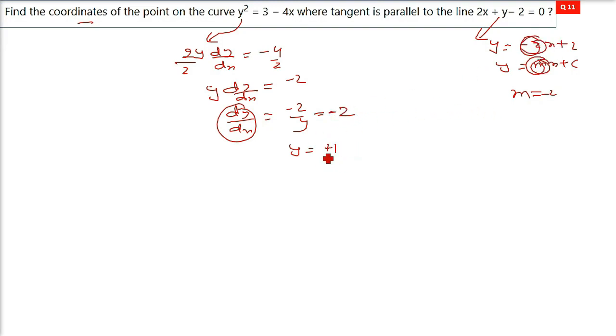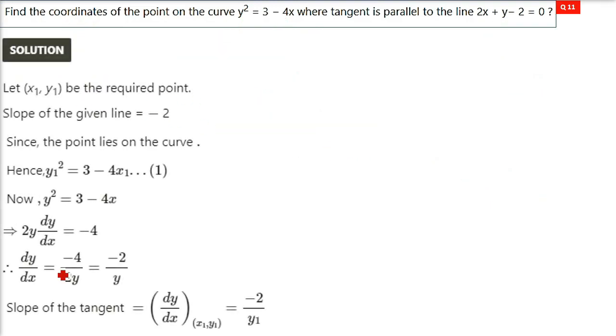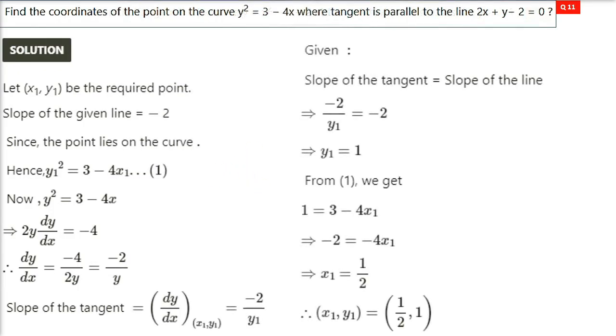Now you have the value of y. Let us find out the value of x. Just put this y equals 1 in the original equation. It's going to be 3 minus 4x, this is 3 minus 1 actually. So x is 2 by 4, 1 by 2. So the coordinates which are being asked in the question, x is half, y is 1. This is your answer. Now how to do this? This is the way you have to write. So this is the whole solution which you can follow and do it by yourself. Try it. You can do it by yourself, right? This is a very simple question.